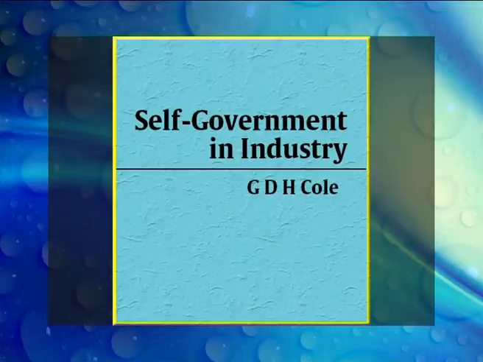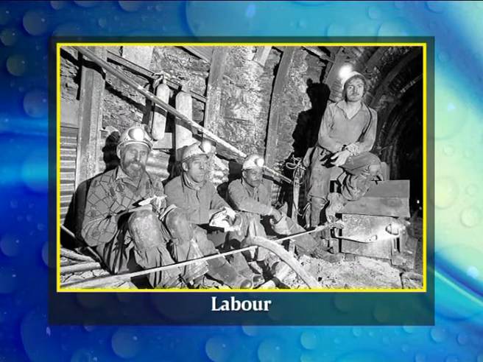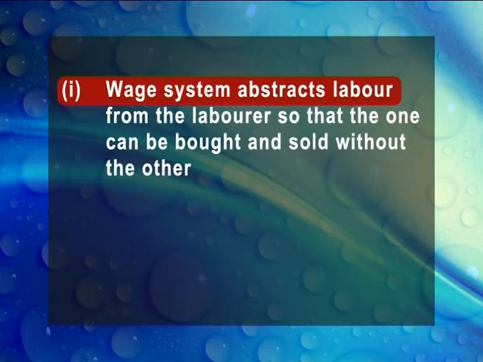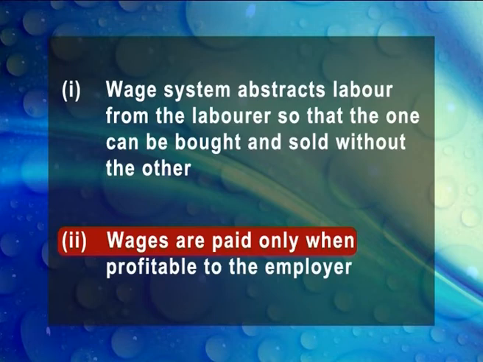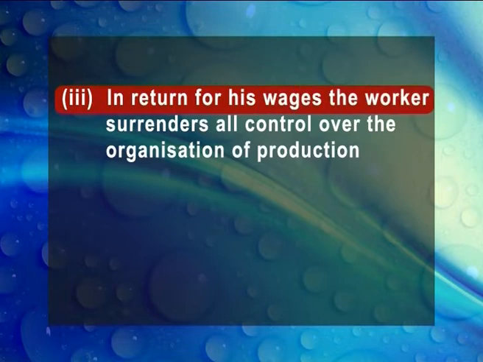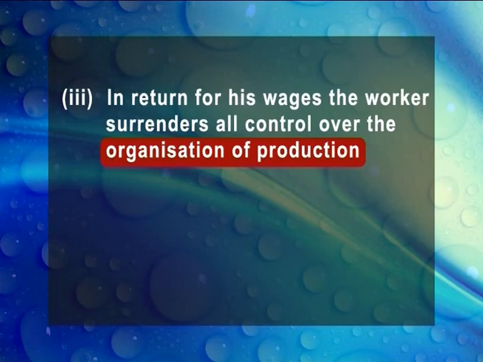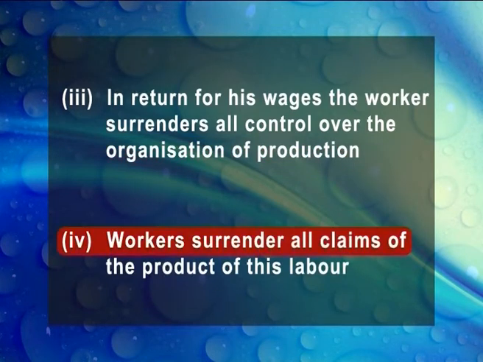Cole, the most ardent advocate of guild socialism, in his book Self-Government in Industry, enunciated the following 4 important points that marked the degraded status of labor. Number 1. The wage system abstracts labor from the laborer so that the one can be bought and sold without the other. Number 2. Wages are paid only when profitable to the employer. Number 3. In return for his wages, the worker surrenders all control over the organization of production. Number 4. The workers surrender all claims to the product of their labor.